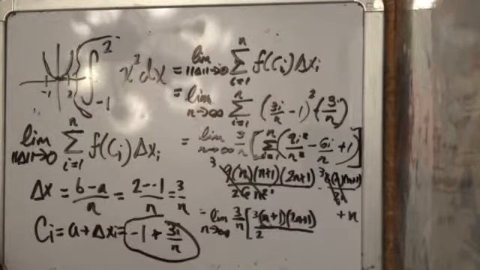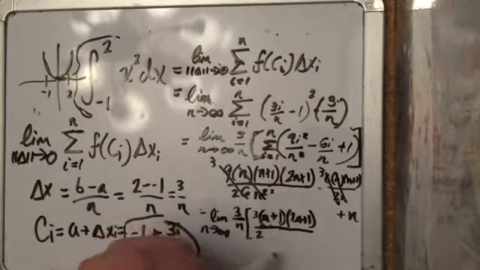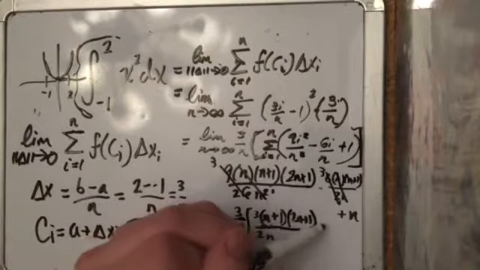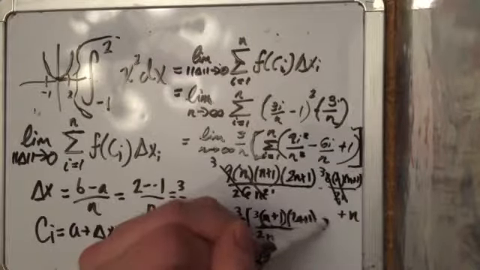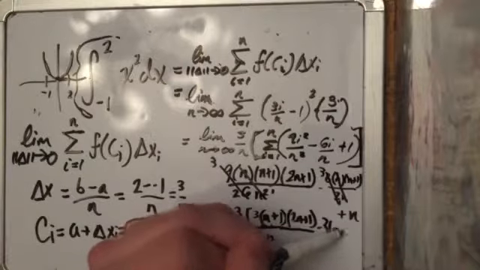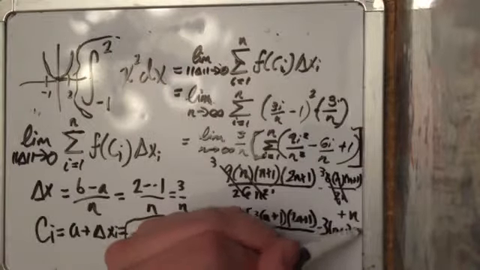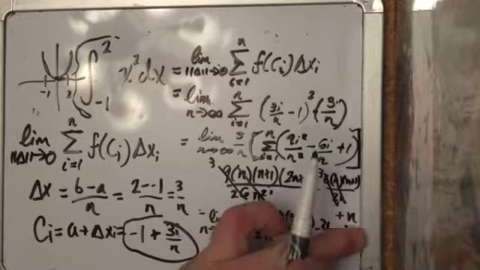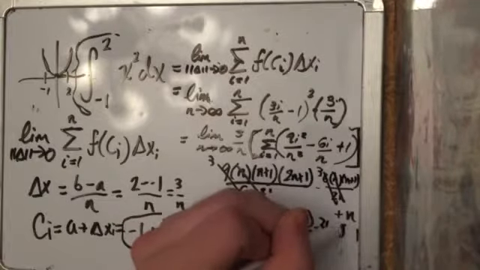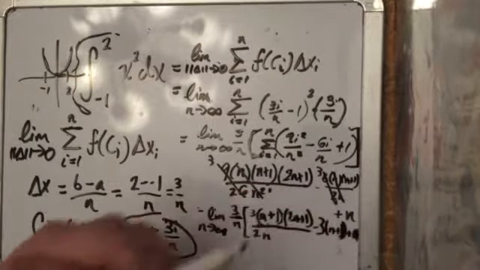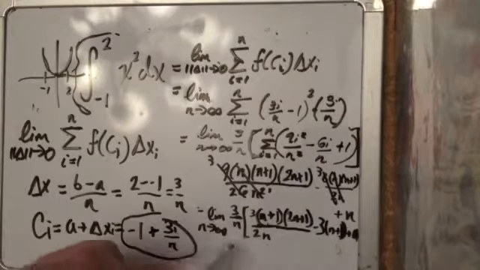3 times n plus 1 times 2n plus 1 over 2n, and then minus 3n plus 1 plus n. I'm just going to get tight. Plus n.